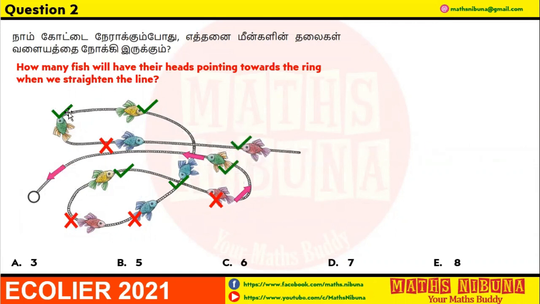So now how many are correct? 1, 2, 3, 4, 5, and 6. So the answer is 6. Only 6 fishes are heading towards the ring.